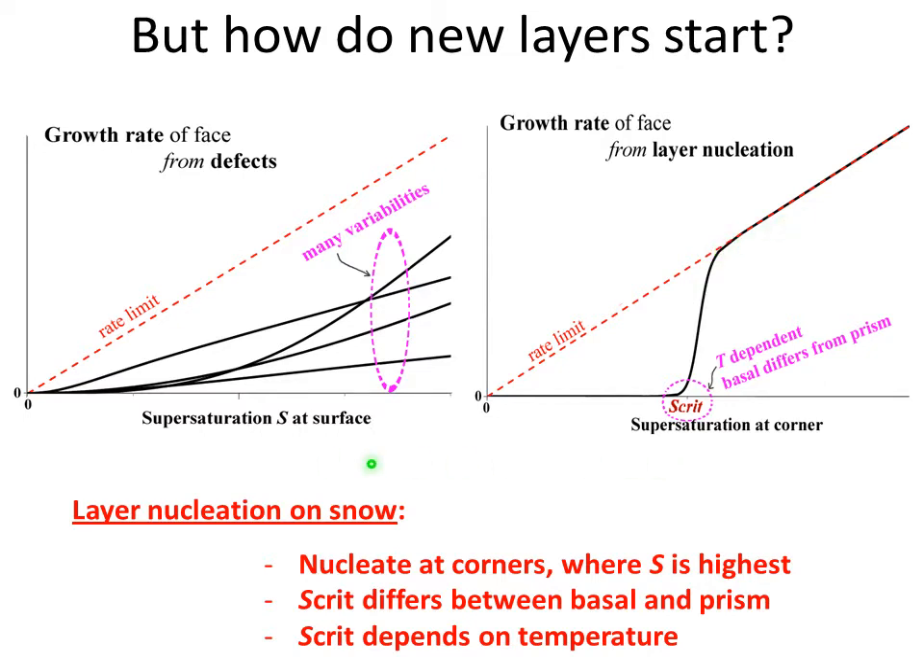Now, both of these types may occur in snow, and with both, the defects will cause a little growth at the lowest supersaturation, but nucleation takes over at higher values. Now we deal with these higher supersaturation conditions here, so we focus on layer nucleation. Remember this, because this is high sensitivity to supersaturation, layers nucleate at corners. When the supersaturation is highest, S-crit is different for basal and prism, and for each face it depends on temperature.